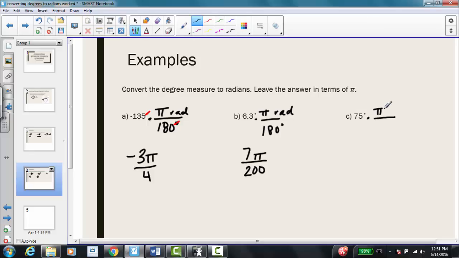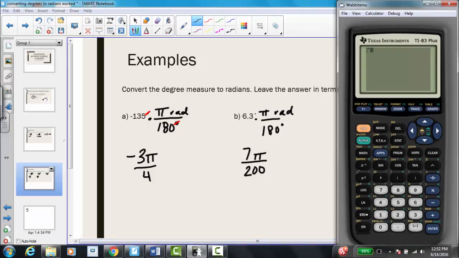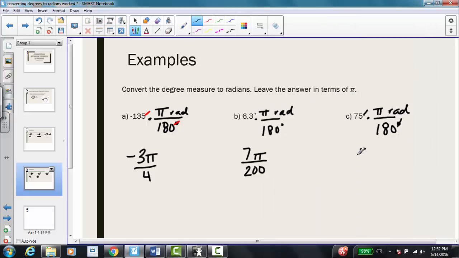My conversion factor, pi radians over 180 degrees. Again, my degrees are going to cancel. 75 divided by 180, math, fraction, and that leaves me with 5 over 12. So I have 5 pi over 12. That's really all you need to know about converting between degrees and radians. Just always keep in mind your conversion factor of pi radians over 180 degrees.